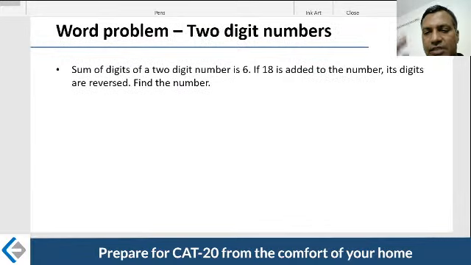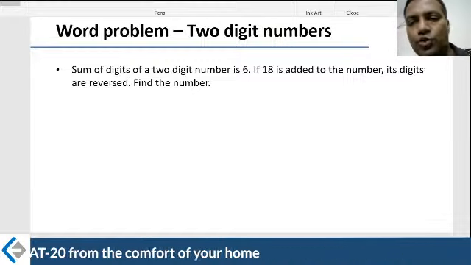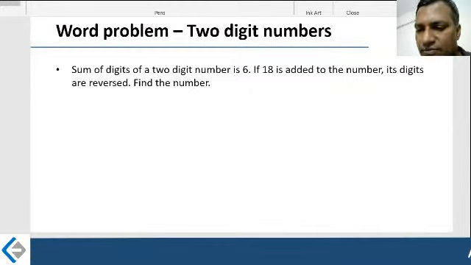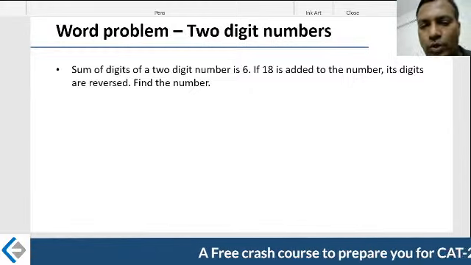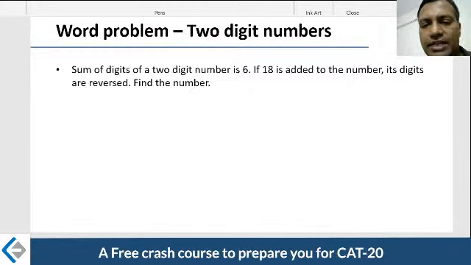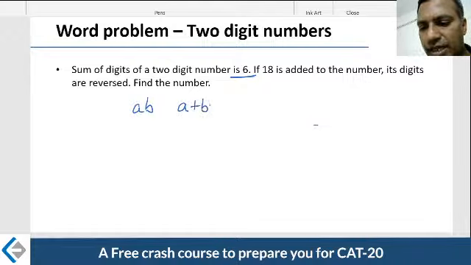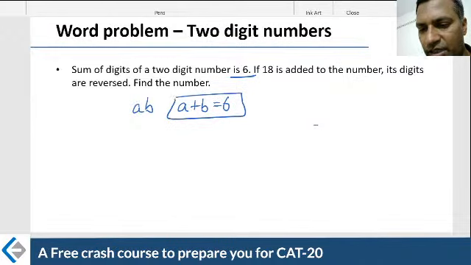Let's take a look at one of the simpler questions. Before we unleash one of the exam related questions, let's first understand this by using this. So what does the author say? The sum of digits of a two-digit number is 6. Let's assume that my number is AB. What the author is trying to say is, look, A plus B is equal to 6.